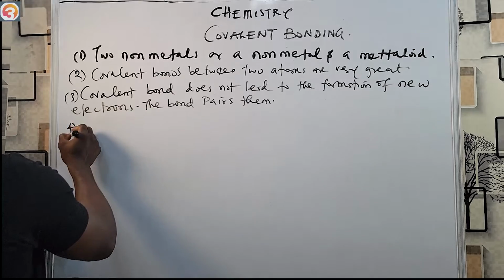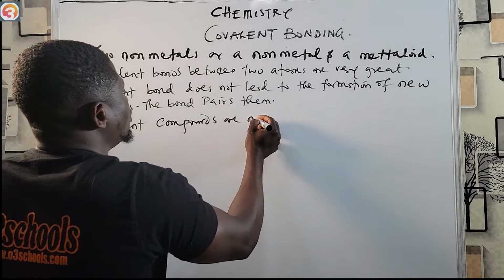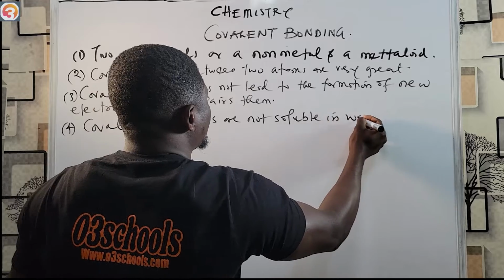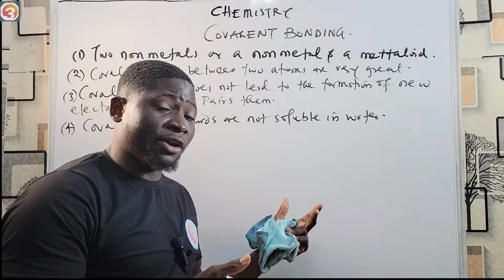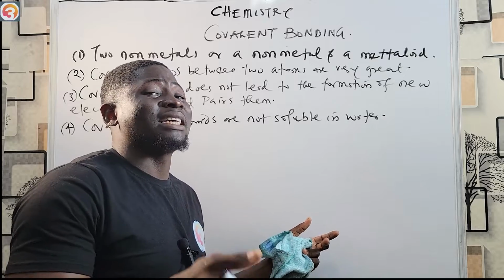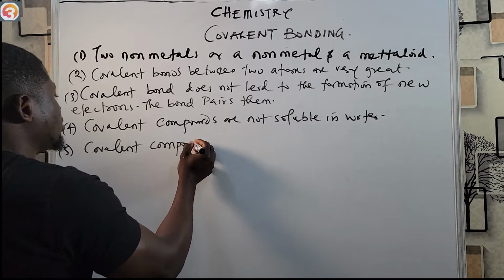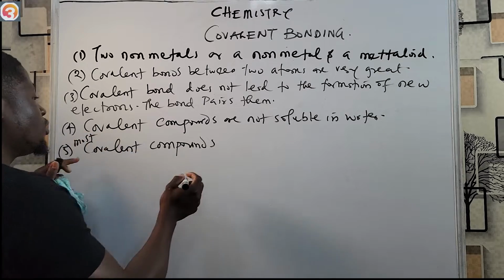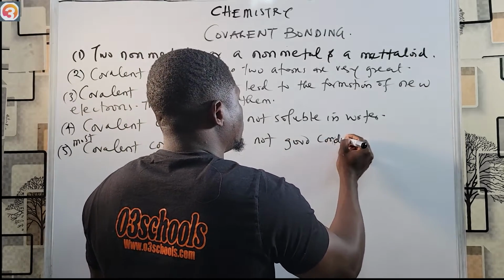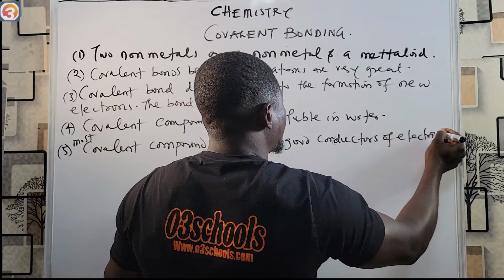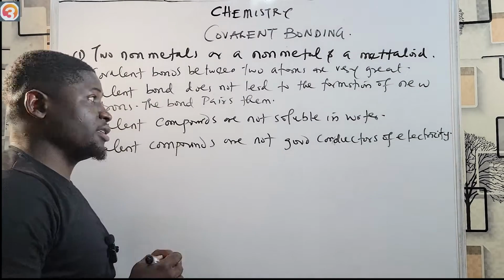Now, number 4, know that covalent compounds are not soluble in water, right? Just like we saw in the previous episode about ionic compounds, which are soluble and can even be used as electrolytes. Also, most covalent compounds are not good conductors of electricity. Know that also.